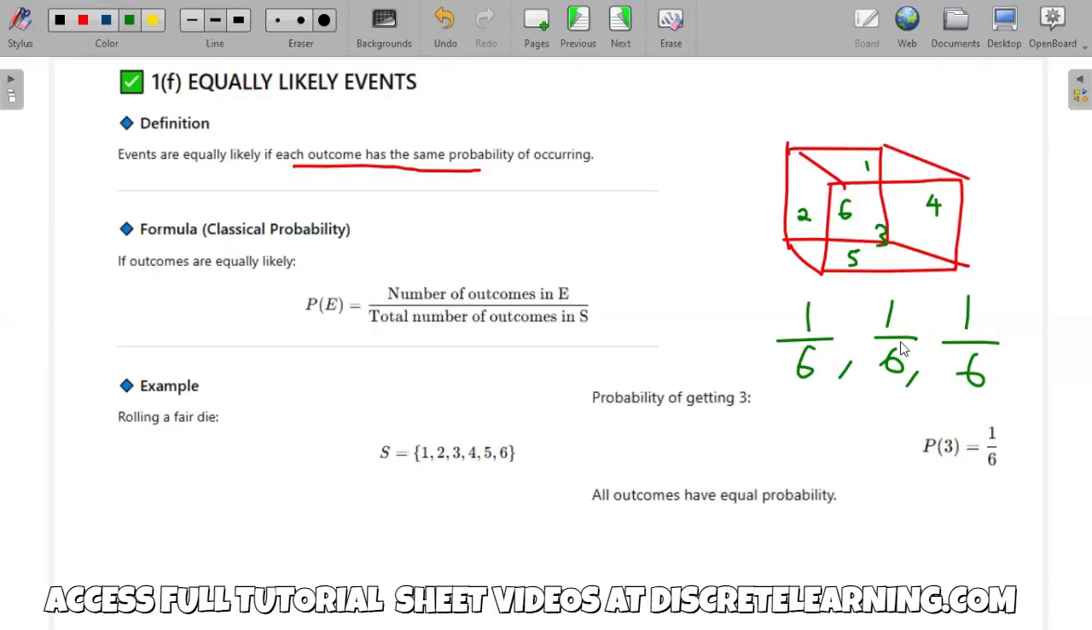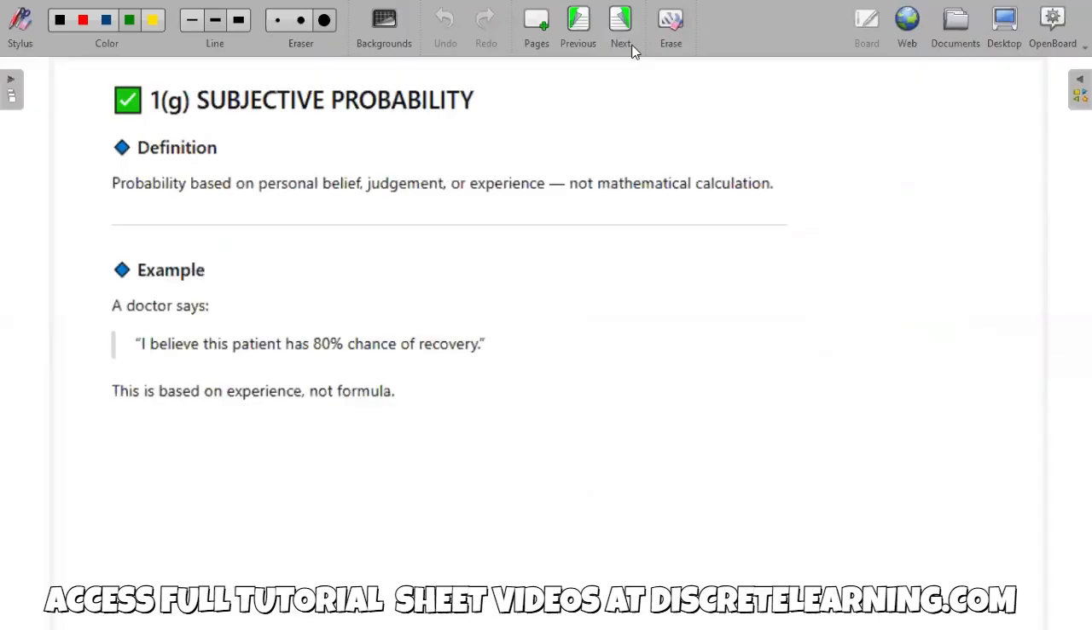So another definition is what we call subjective probability. What is subjective probability? Subjective meaning it just depends on preference, right? So subjective probability will be a probability that is based on personal beliefs. That is based on personal judgment or personal experience, and it's not related in any way with the what?